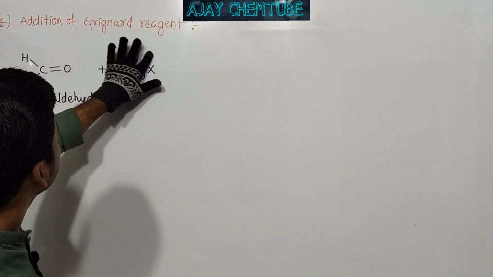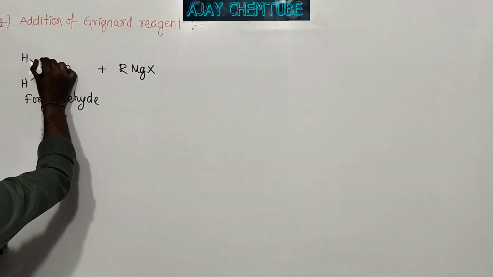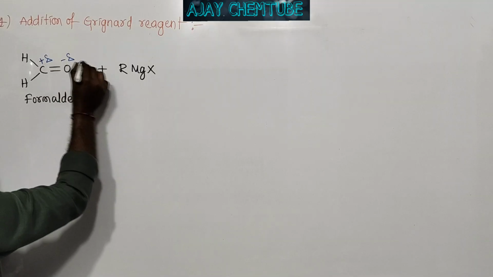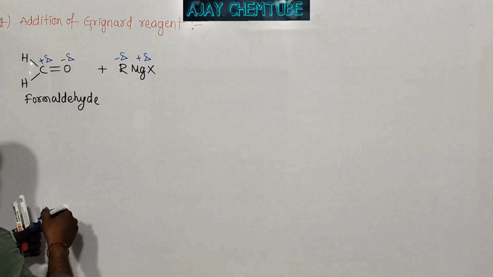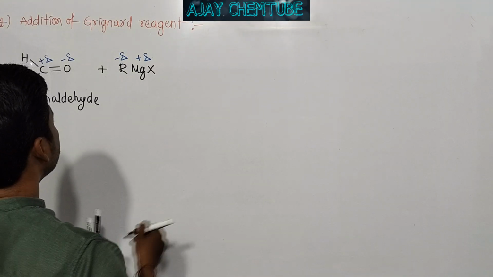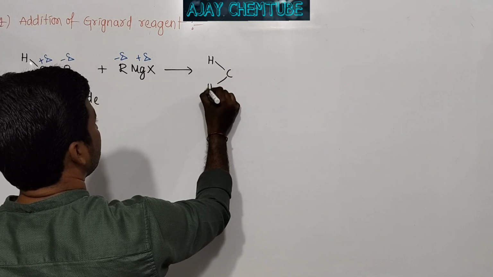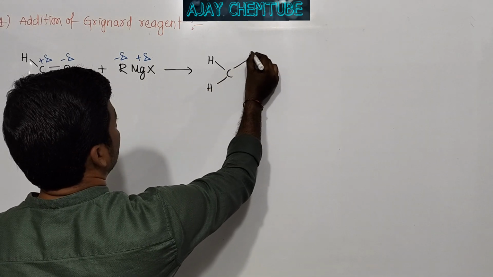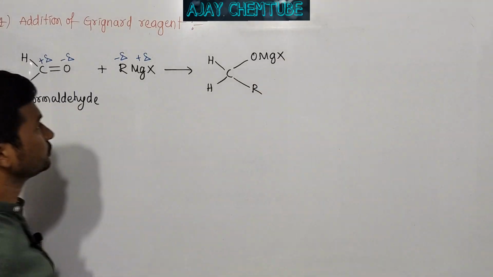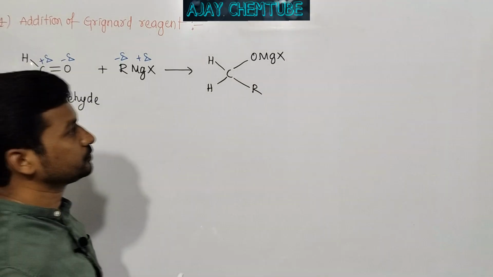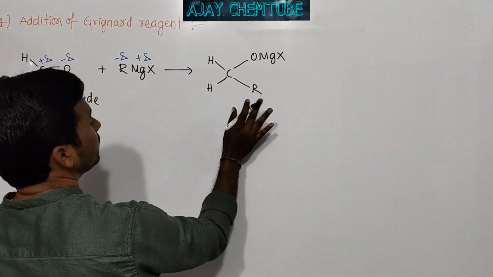Then what do you get? I will write with blue. Carbon is partial positive, oxygen partial negative, alkyl group partial negative, magnesium partial positive. Okay, right. This gives H here and H here. So to oxygen what is added? OMgX. And to carbon what is added? R. Next, this reaction is a nucleophilic addition reaction.